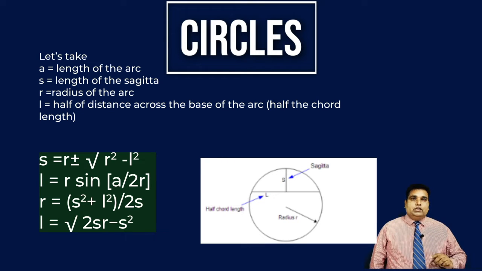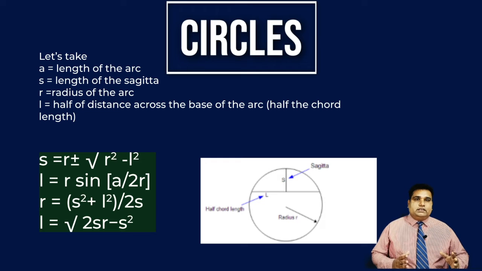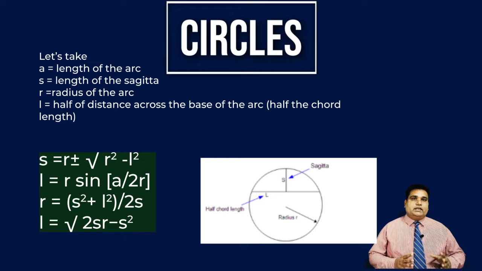We can easily find out S if they are asking us to find it. If R and L are given, R is what? Again, I will discuss. R is the radius of the arc, and L is half of the distance, the base of the arc, right? That is the half distance we will take.